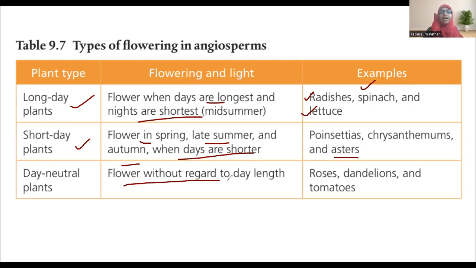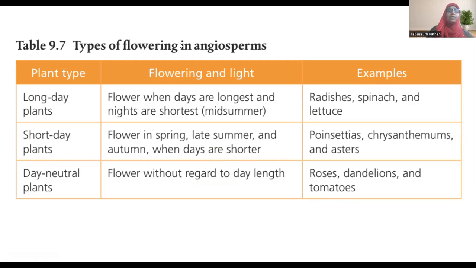Then day neutral, without regard to any day length. So they will flower in spite of whether they are having long days or short days. You have roses, tomatoes, dandelions, etc. So you need to know the definition of each of these three types of photoperiodism, and examples are very, very important. Okay? So these are the examples of angiosperms.